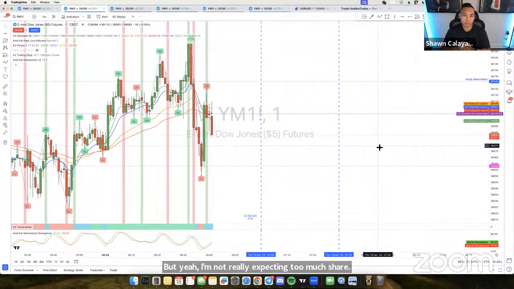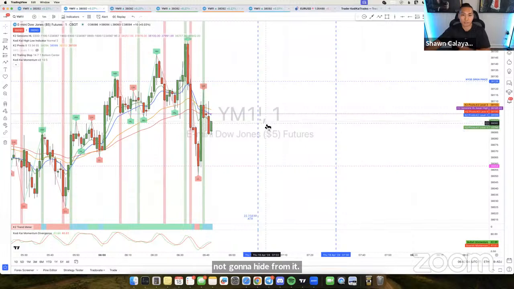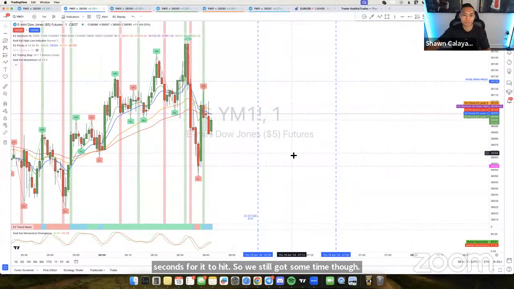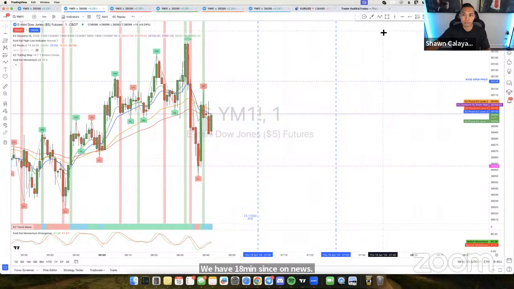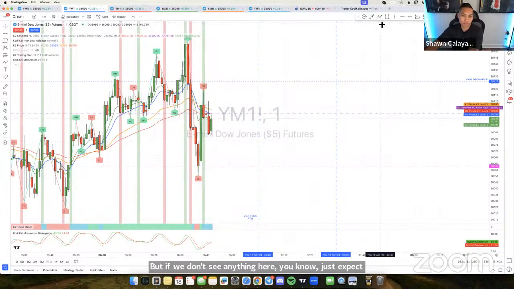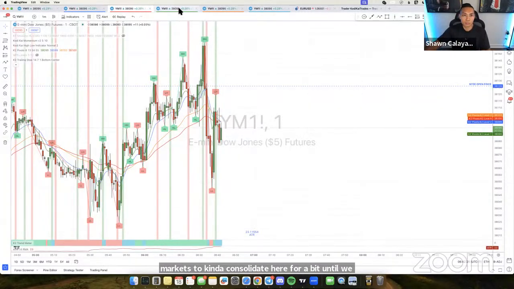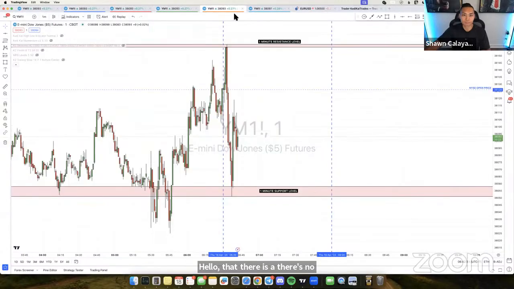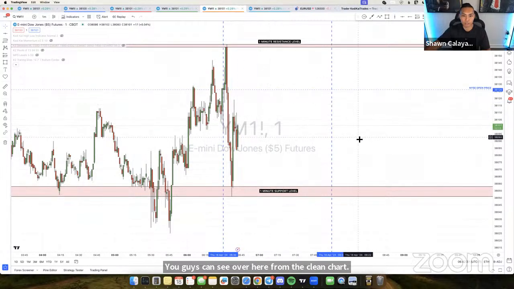So we'll see. If we get something, I'm not gonna hide from it. If we get something here and the trend shifts and it looks like a good entry, I'll take it. That entry is probably gonna take a matter of seconds to hit. So we still got some time though. We have 18 minutes until news. But if we don't see anything here, just expect market to kind of consolidate for a bit up until we get close to news at 7 o'clock. Other than that, there's no PRV because there's obviously no trend. You guys can see over here from the clean chart, price is pretty much just ranging. It's just consolidating within this middle area.